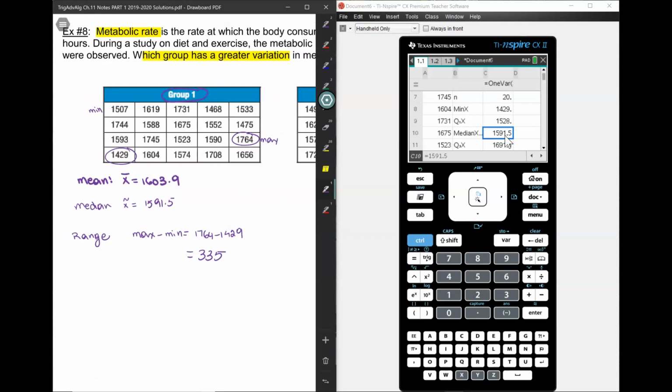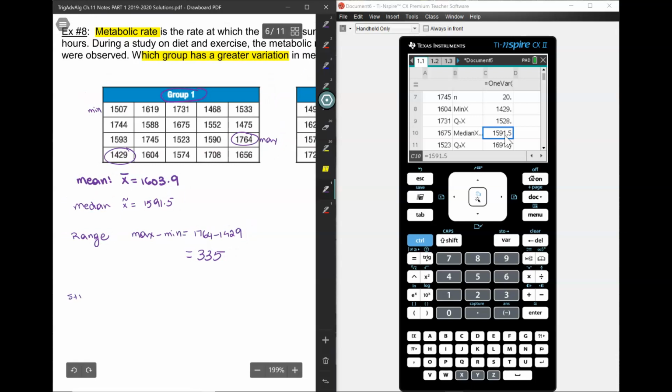All right, what we also need is the standard deviation. And here the standard deviation is SX, which is 100.2.